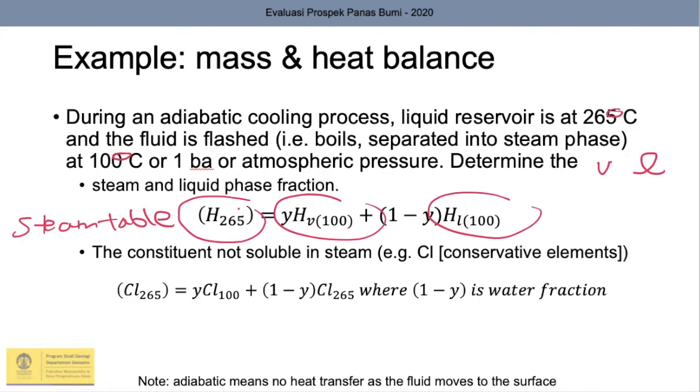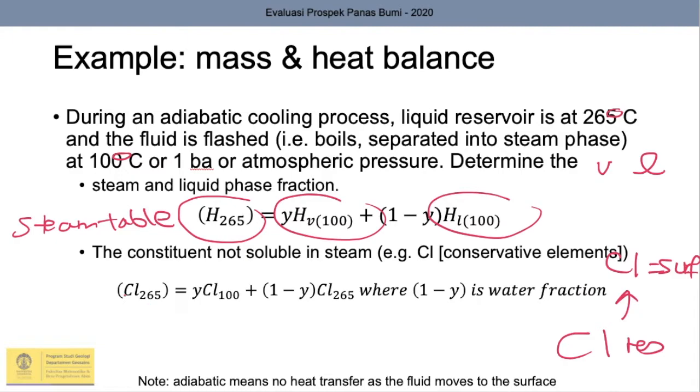And besides the phase fraction, you can also determine the constituent in the steam, such as chloride. Why do we use chloride? Because chloride is actually a conservative element. It doesn't react. So whatever chloride you have in the reservoir will always be equal to whatever chloride you have at the surface.